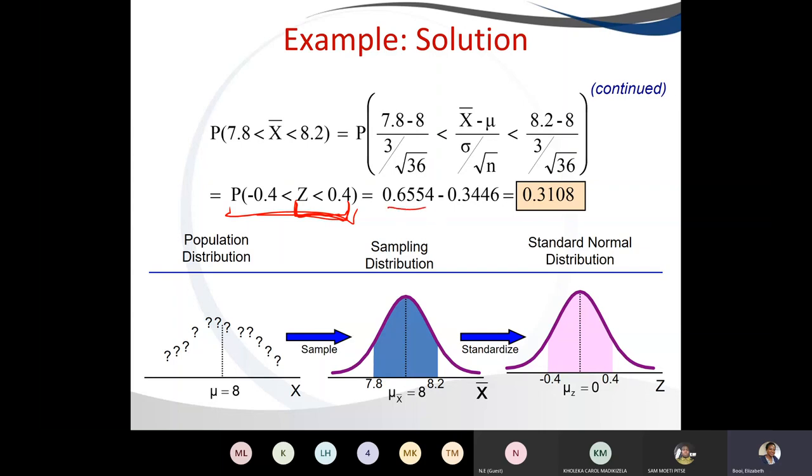And the probability you get on the table will be equal to 0.6554. Then I go to the table again to find the probability that Z is less than minus 0.4. So I go to the negative side of the table, look for minus 0.4 on the left, and then go to the top, look for 0 as the last digit, and where they meet, that is the value.